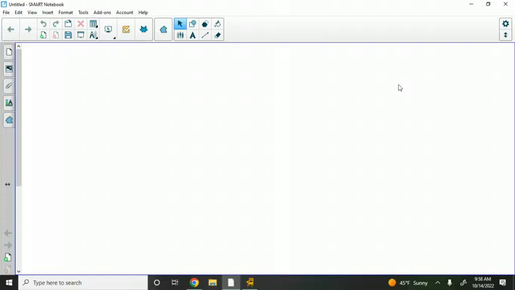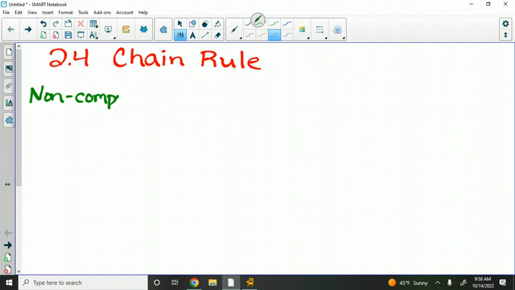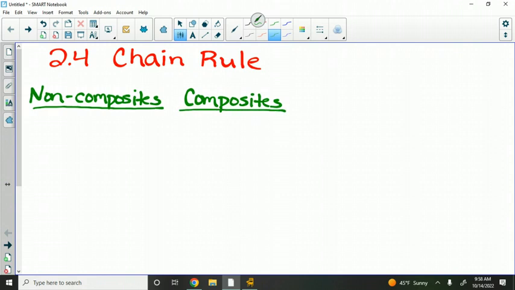So 2.4, the rule is called the chain rule, and it's going to be about composites. Before I actually show you the rule though, we're going to get more familiar thinking back to composites and that kind of thing. We're going to make some little columns, and we're going to have 4 columns. We're going to have non-composites, composites, inner, and outer.